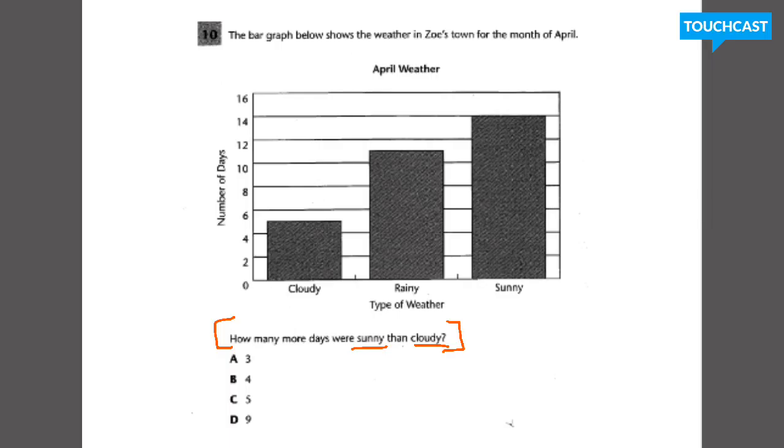As always, it's important to look at the question and tell which days we care about. I know about sunny and cloudy. Rainy, we don't care about you. All right, let's look at cloudy. How many days are cloudy? Let's look. It's somewhere between 4 and 6, halfway. So the number halfway between 4 and 6 must be 5.